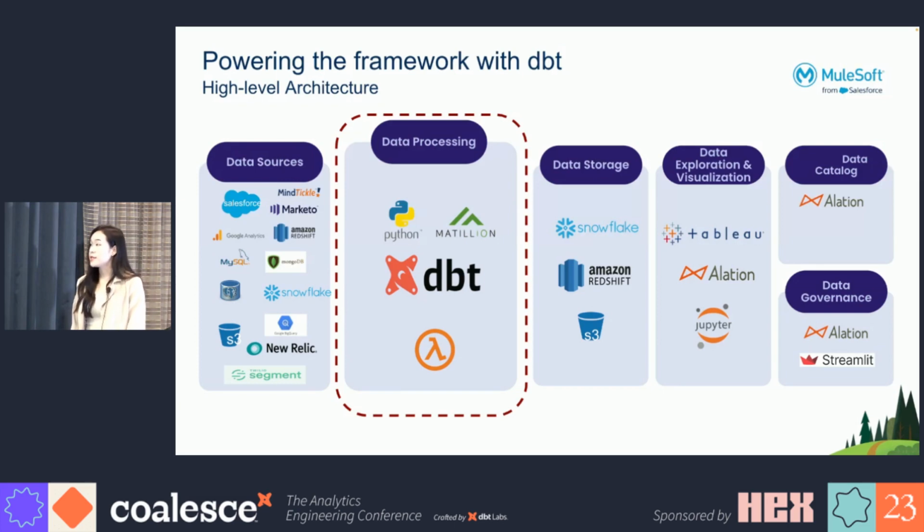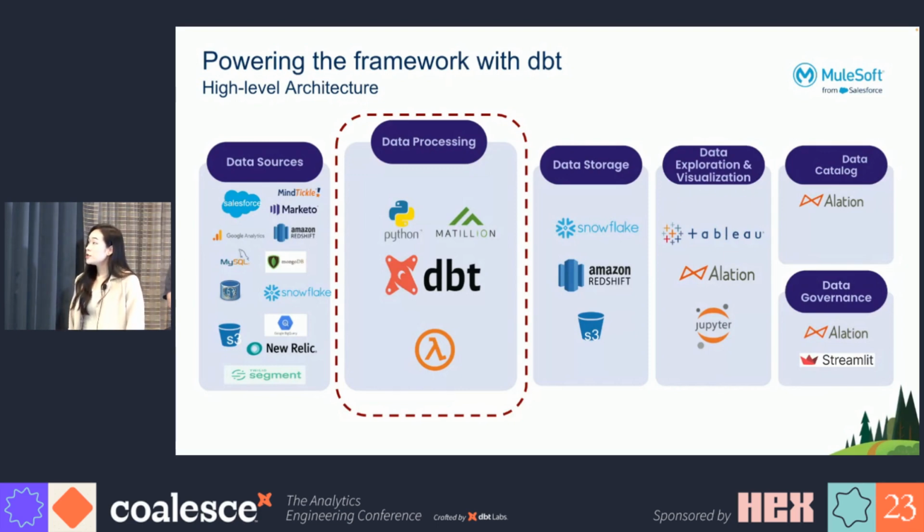For the ingestion processing, we use Matillion as our ingestion tool. On top of that, we have our customized Python library to help us with automation, multi-processing, and auditing. And we started to use dbt as our transformation layer. For data storage, we use Snowflake as our primary data warehouse. At the same time, some data domain teams are using Amazon Redshift as their data warehouse, and we can also deploy our framework into Redshift as well.